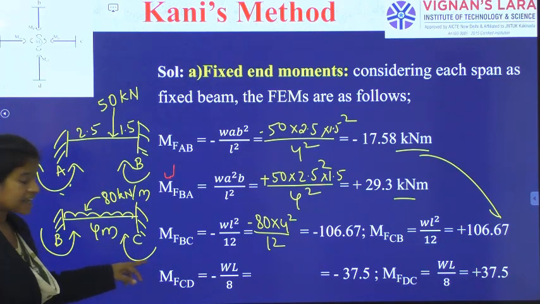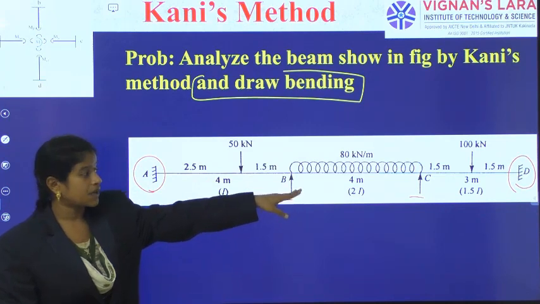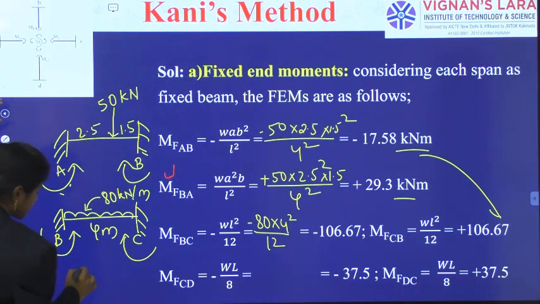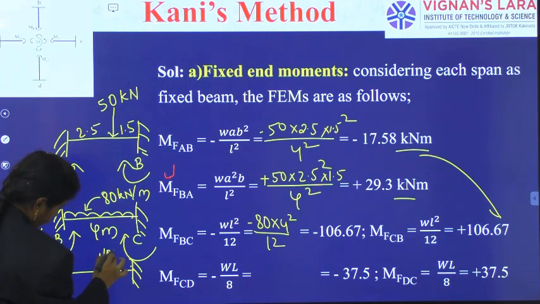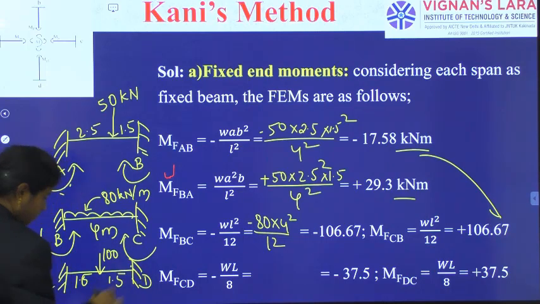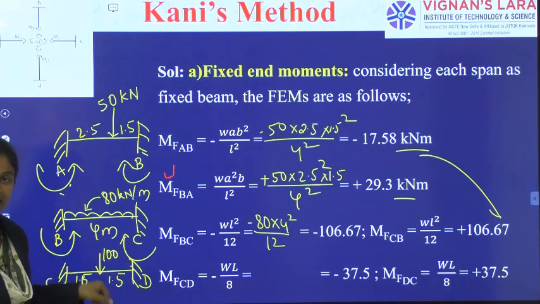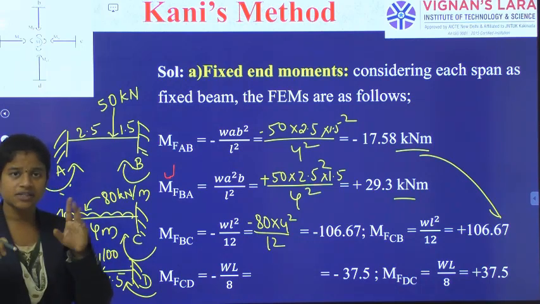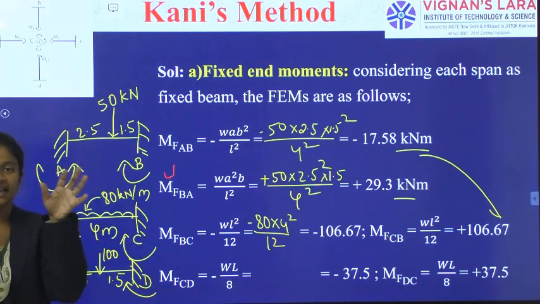Okay. The next thing is the CD span, and in the CD span I have observed a beam of span CD, so a span of 3 meters and having a point load of 100 at center. So a fixed beam carrying a point load at the center, the corresponding fixed moment is WL by 8. So minus WL by 8 plus WL by 8. Only considering the particular span, I am not observing the previous one, I am not observing the next one.